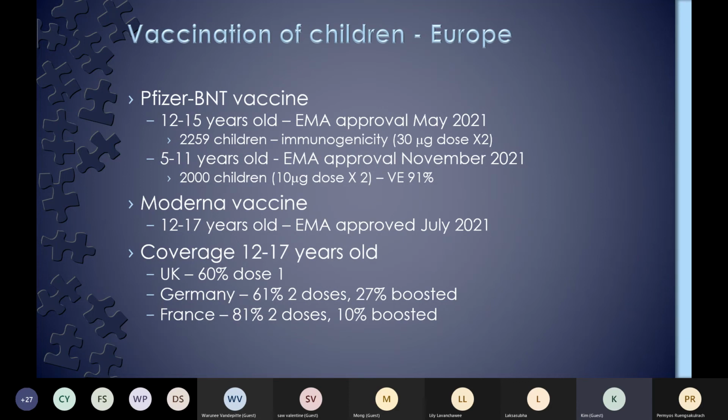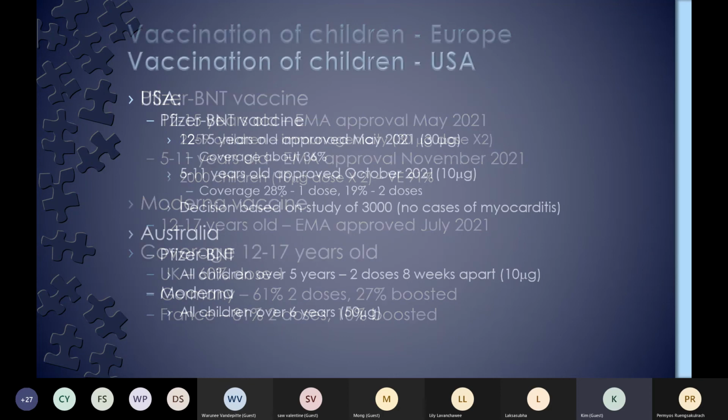It's interesting to look at the coverage. And this is just coverage in older children, but it's quite variable. With the UK a modest 60% having the first dose. France, interestingly, which has generally been not a very good vaccinating country, has 81% of children in that age group having had 2 doses. And interestingly, a number of them are boosted, as they are in Germany. And the boosting is another question, I think, which almost requires another discussion.